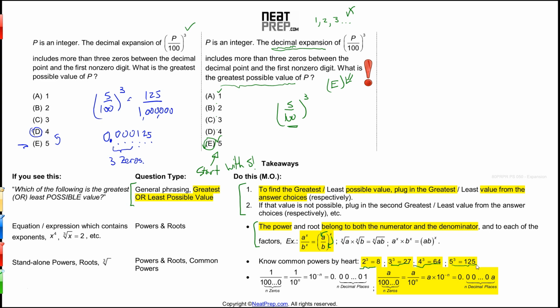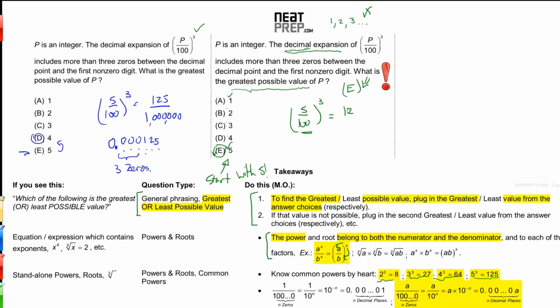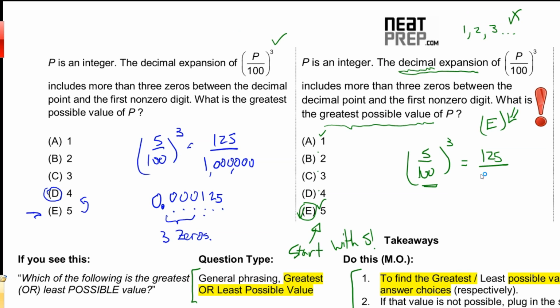5 cubed is 125, 100 cubed is 100 times itself, 3 times, which yields 1 followed by 6 zeros, so 1 million. Alternatively, we can also say that 100 cubed is 10 squared to the power of 3, which yields 10 to the 6. Remember that the number of zeros is identical to the 10's power. Either way, this expression yields 125 divided by 1 million.